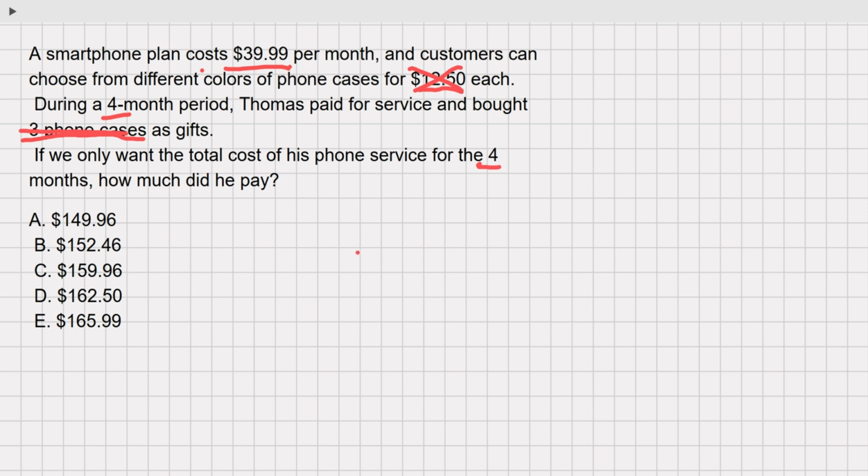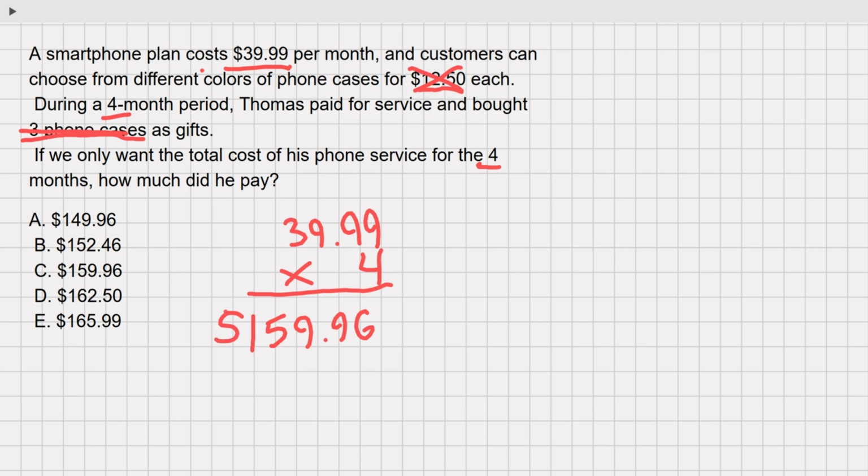Now, you're looking for 4 months. What is the cost over 4 months? Well, it is $39.99 for 1 month, and we multiply that times 4. Again, you should be typing that into your calculator to save yourself some time. When you type that into your calculator, you get a whopping $159.96 for 4 months of service.